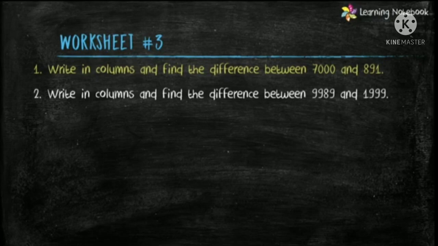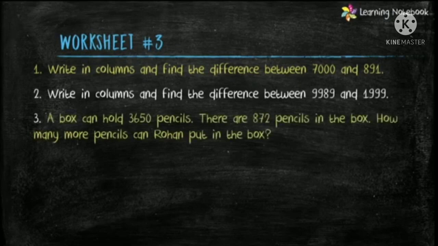9989 and 1999. Third question is, a box can hold 3650 pencils. There are 872 pencils in the box. How many more pencils can Rohan put in the box?